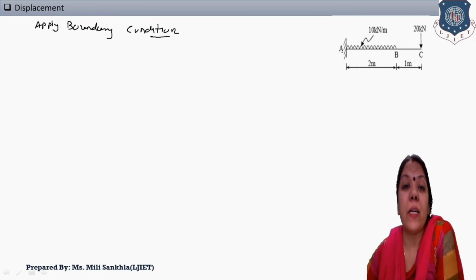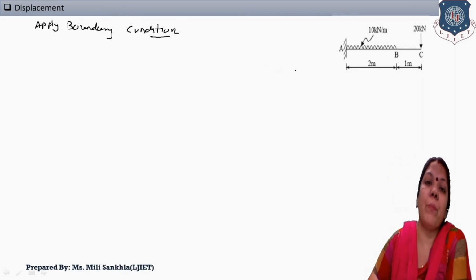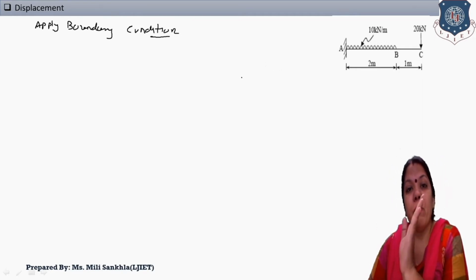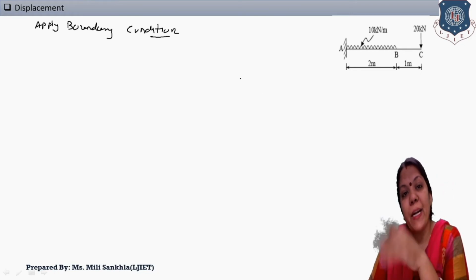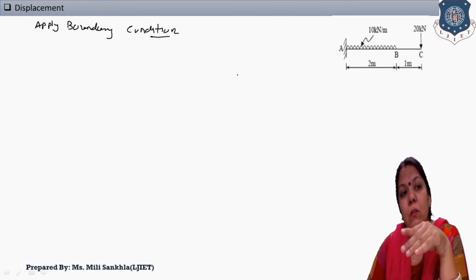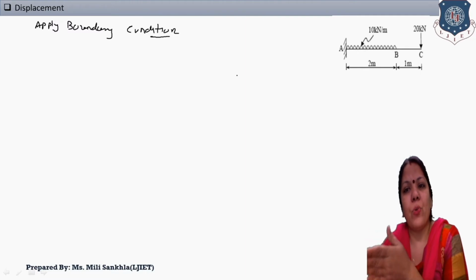That means at support, here support is given at A point and C is free end. If you want to take a boundary condition at A and C, then the rule will be changed. But here we solve all the examples from left to right. Okay, we consider left as origin point and right as a section. So we follow the same rule, left to right.